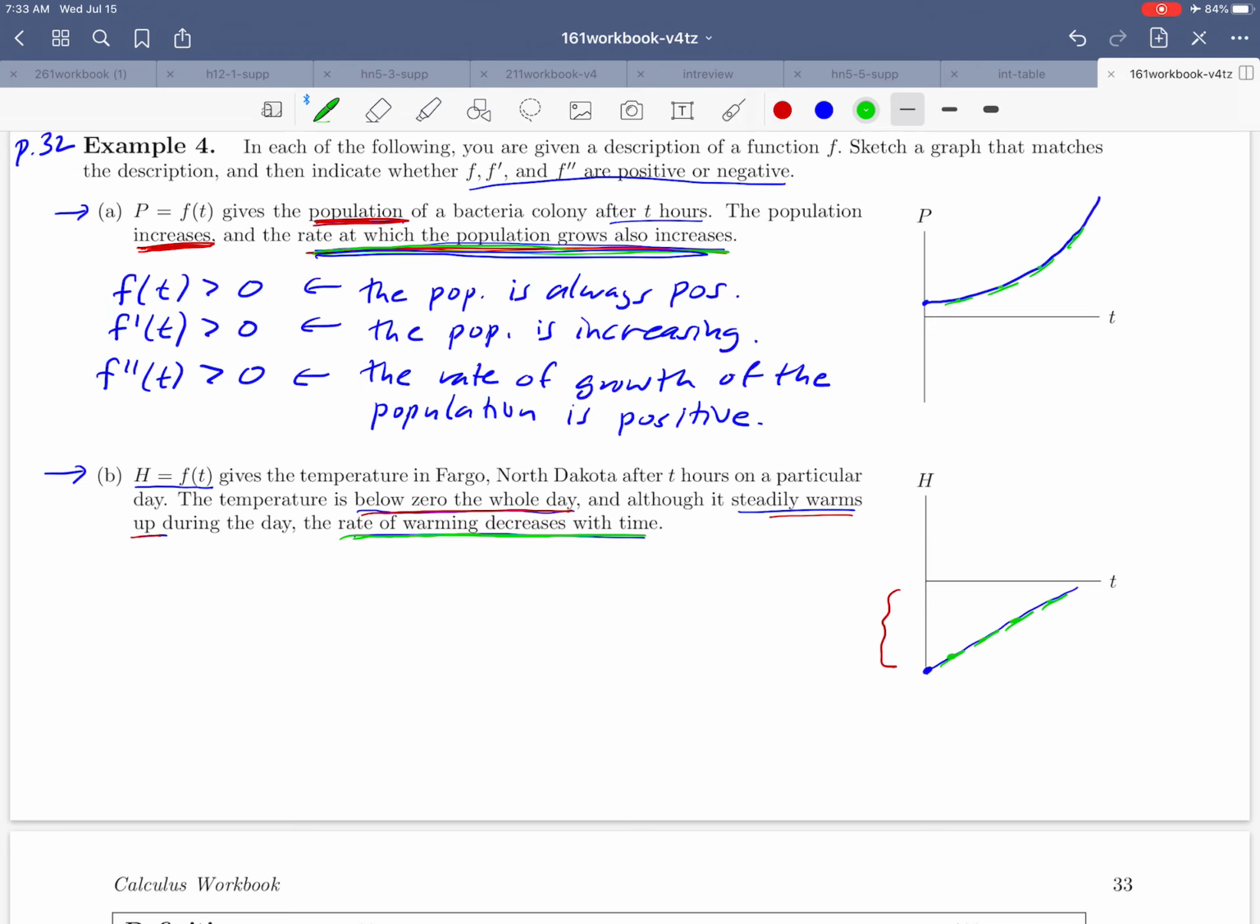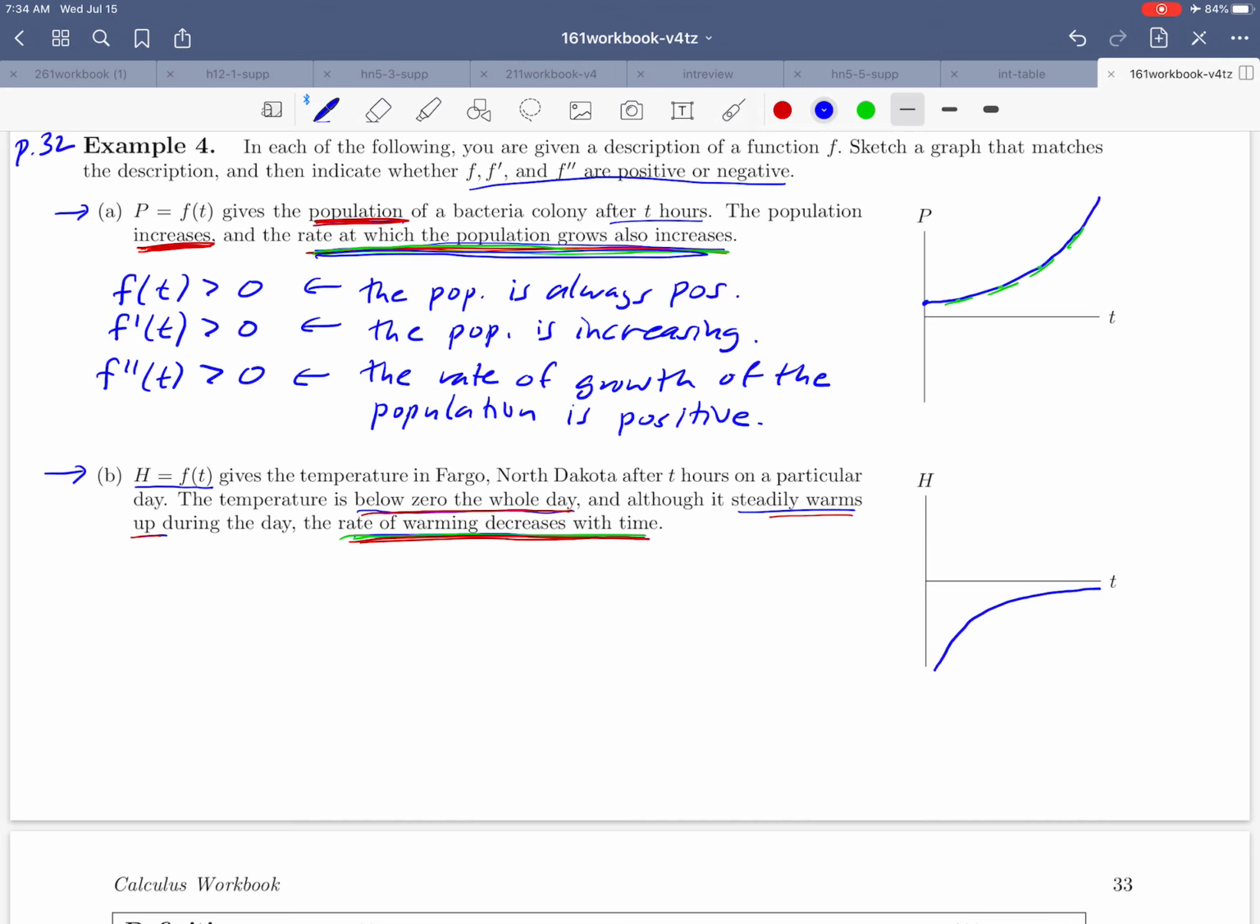Okay, and the question is, how would we change it so that we can get this last condition to be true? All right, well, again, we just need to change the shape of the graph. We want it to increase, but we want its slope to decrease, okay, so that that rate of warming decreases. And we can do that. Let's try this again by just maybe drawing something like this.